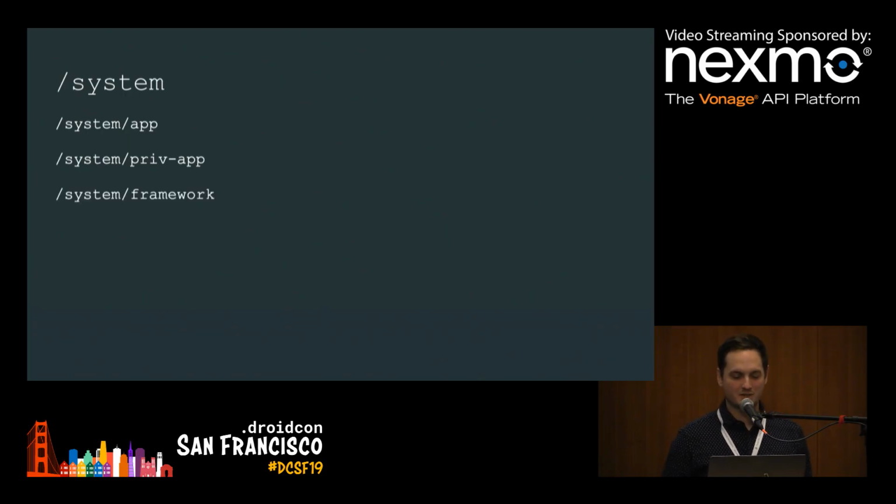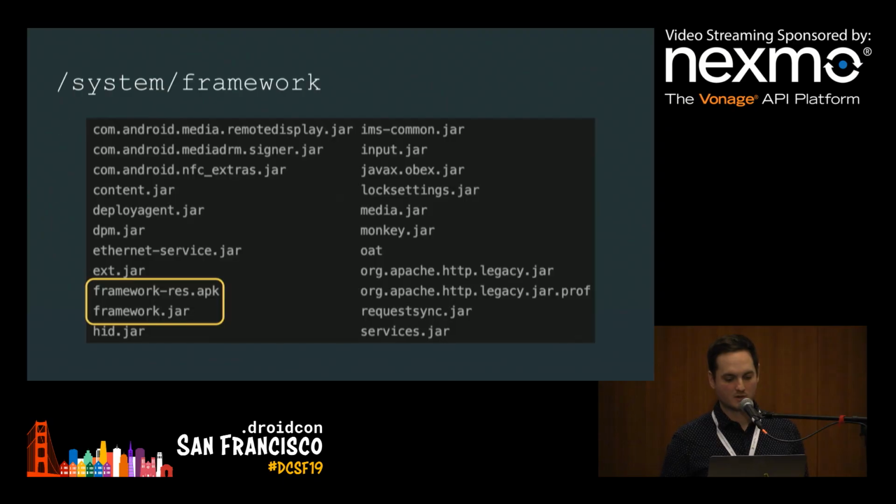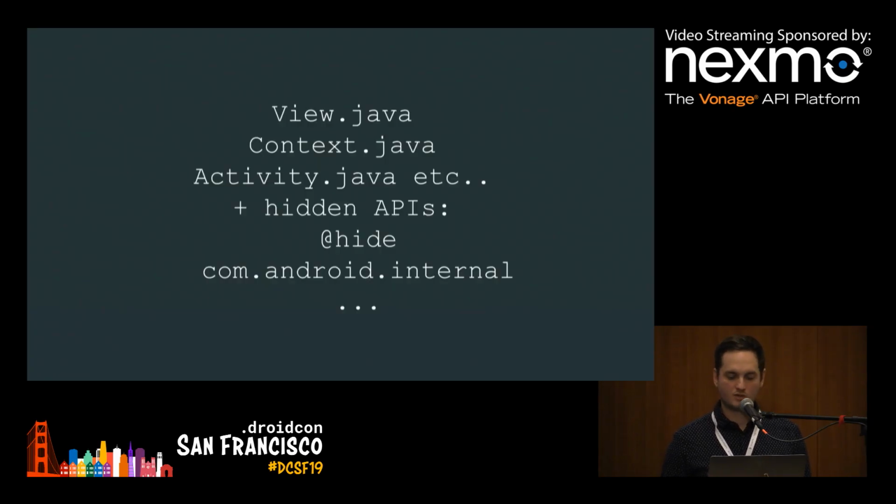We can also find very interesting things in system/framework. For example, framework.jar is indeed our whole framework. This is a file that gets preloaded in Zygote, from which every Android application is forking its initial process. And it contains all of the files like View.java, Context, Activity, all of the other files that we are not shipping together with our app. Instead, they are taken from the framework.